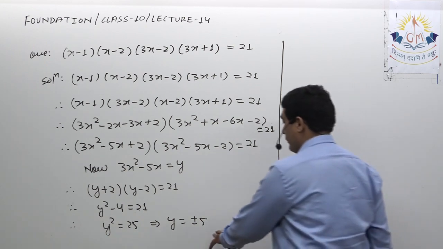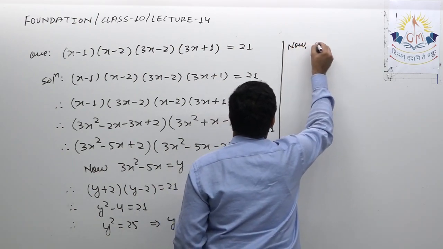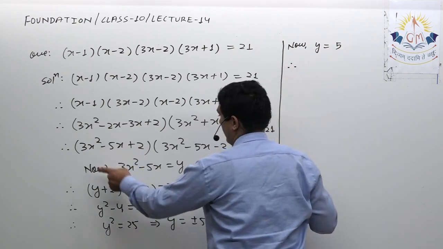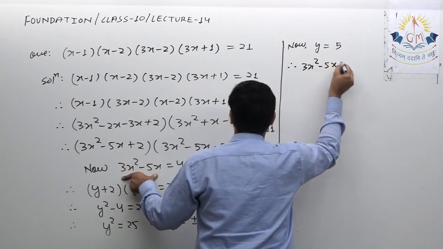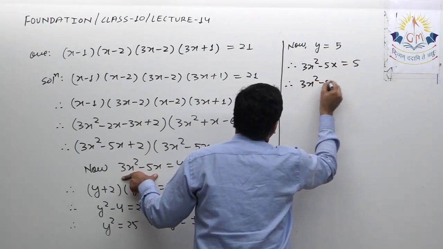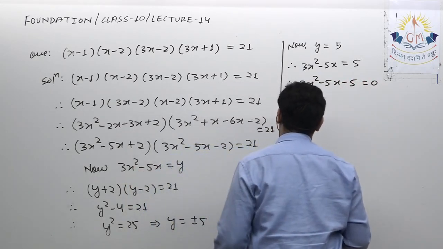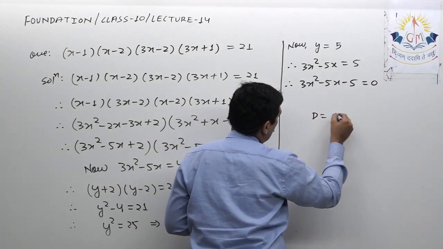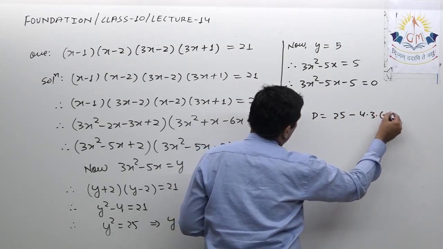Okay, now when y equal to 5 and y equal to minus 5, so now y equal to 5. Therefore 3x square minus 5x is equal to 5. Therefore 3x square minus 5x minus 5 equal to 0. Now we have to find values of x. So let me check what is the D over here. It is b square minus 4 into a into c.